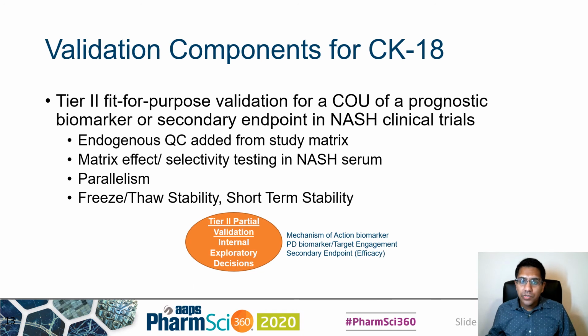The tests we performed are to determine the precision and accuracy of the test, first of all. We also had an endogenous quality control for the serum of NASH patients to monitor the assay over time. We also performed stability tests and tests such as parallelism, which confirm that the recombinant standard used in the assay for a standard curve is comparable to CK18 found in the body. This is necessary for a Tier 2 partial validation.